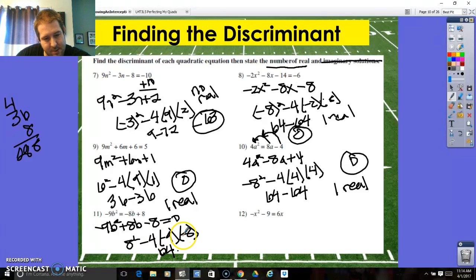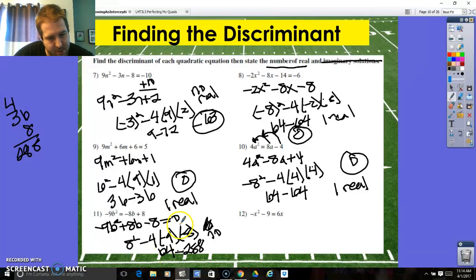Okay, so that becomes a positive. That becomes back to a negative. Minus 288. Well, I know that that's going to have no solutions, because 64 minus 288, you can do that in your calculator, is going to give you a negative answer, so it has no solutions.